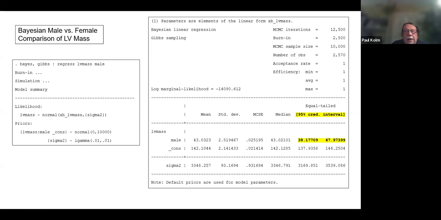And the results we get, we can see here that we get a regression parameter for males of 43. Our constant term is 142. So what that means is that if it's male, it's 142 plus 43. If the patient is female, it's just 142. And so here is the 95% credible interval of 38 to 48 for this regression parameter for males.